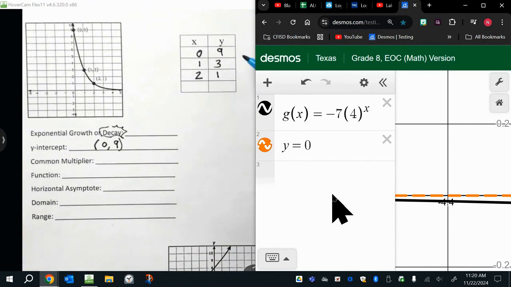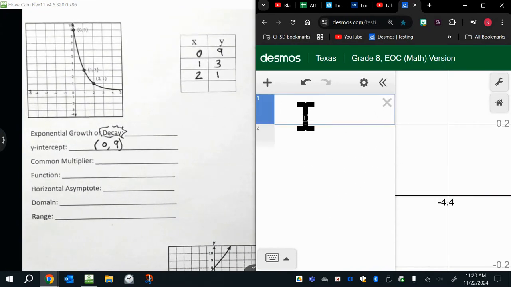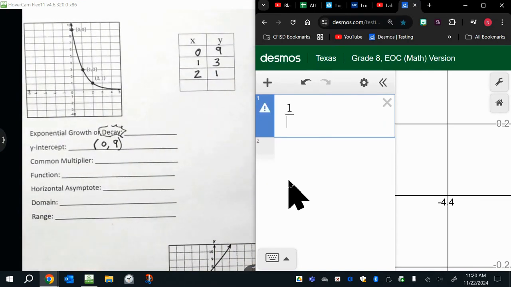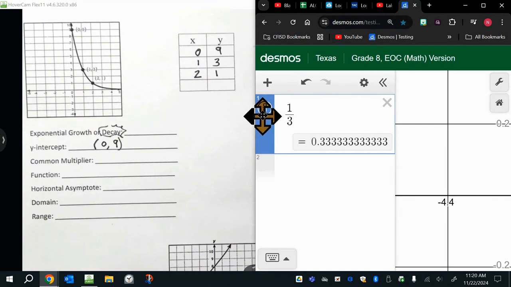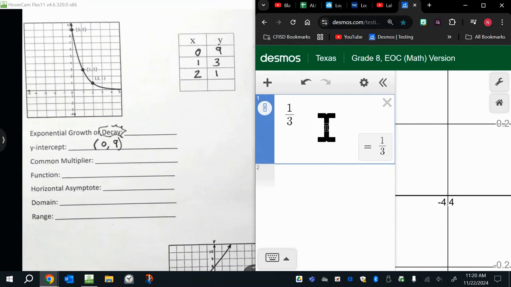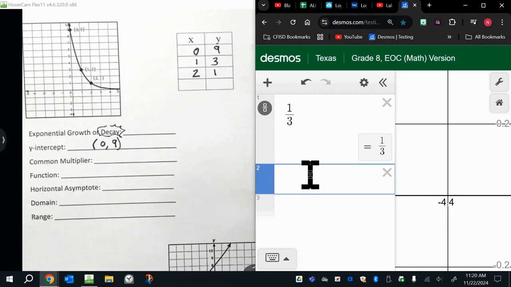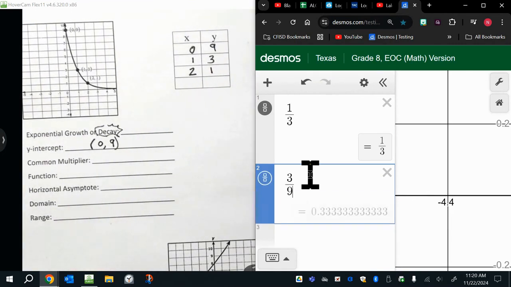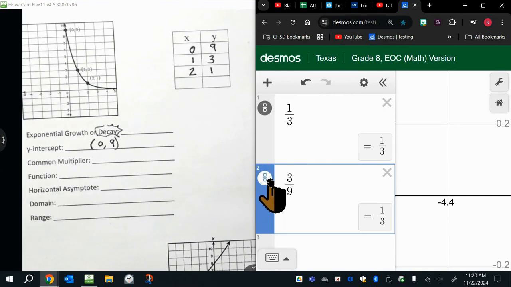Well, this might be a little bit harder to see, so what we could do, and this is always an option, is take the bottom number, the 1, and divide it by the number above it, which is 3. That's 1/3. Let me try this again. What if I take 3 and divide it by 9? 3 divided by 9 is also 1/3.